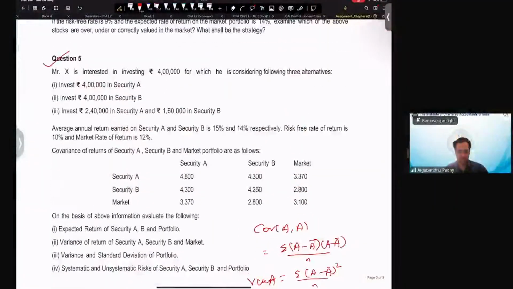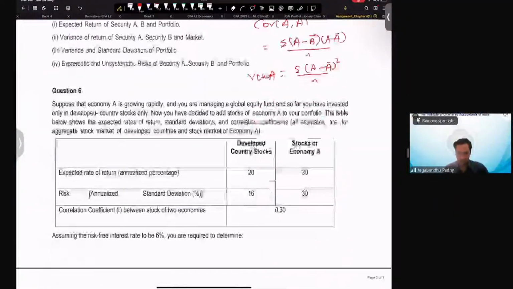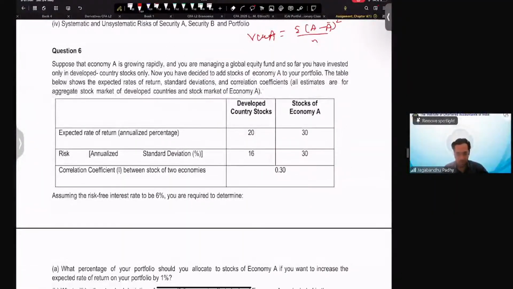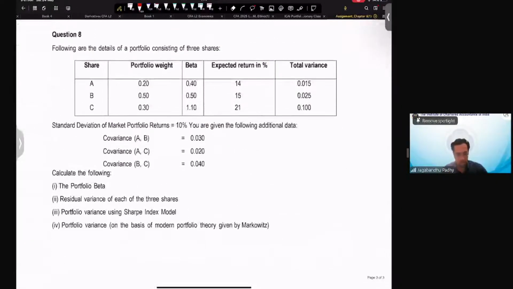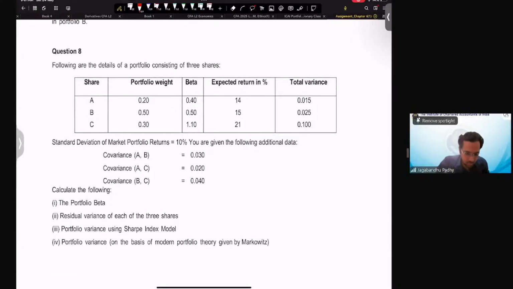We have done question 5. Now let's go for question number 8. Here with the question number 8. Following are the details of a portfolio consisting of 3 shares.